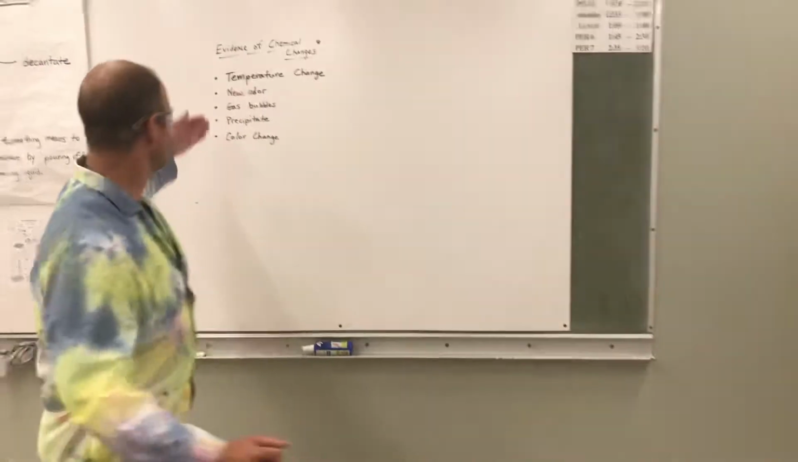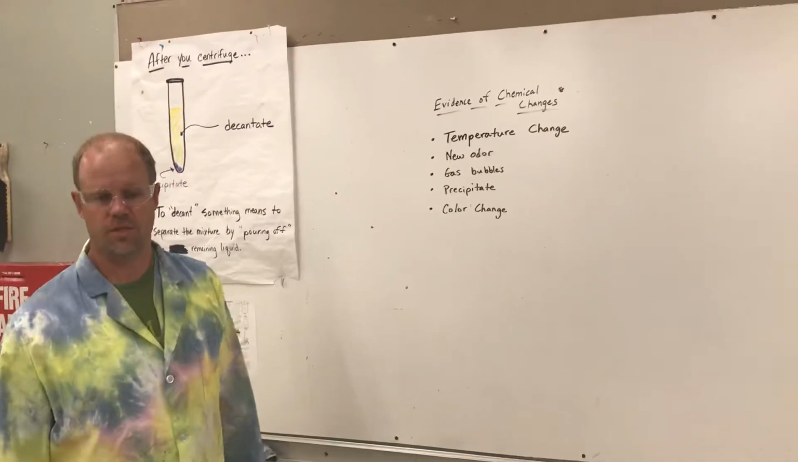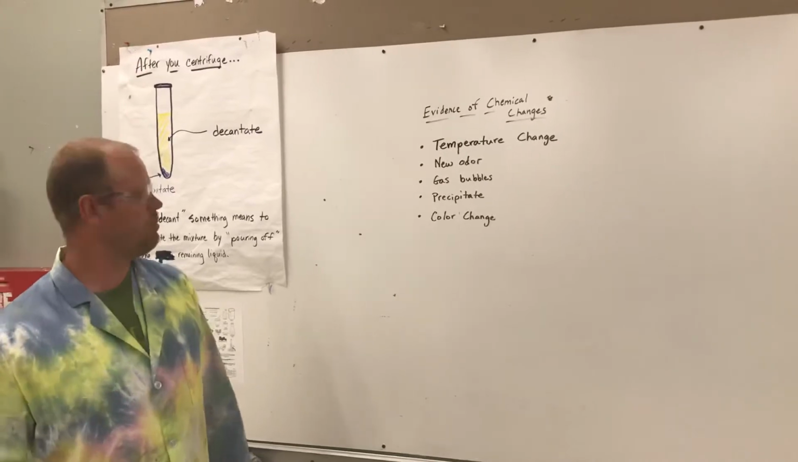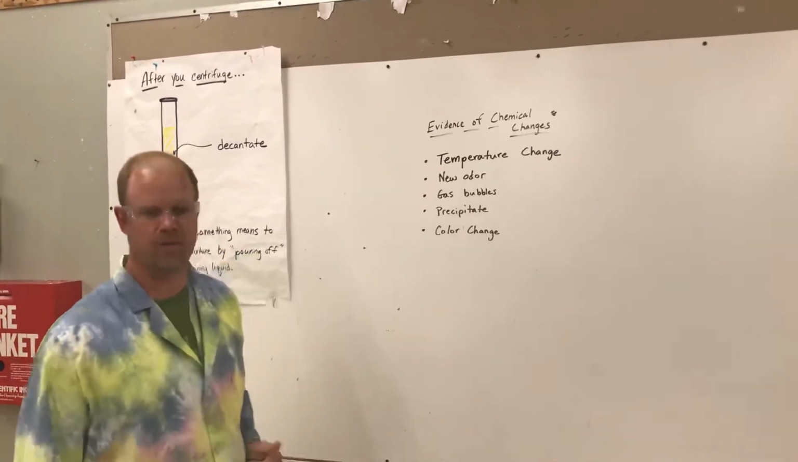Here behind me is a list of the 5 ways we're going to look for evidence of chemical changes. It's also on your lab sheet, and it may be written in slightly different notation and different explanations, but it's basically the same 5 topics.